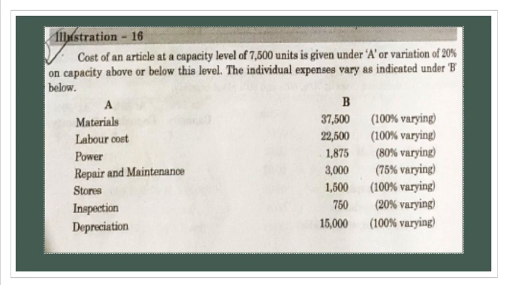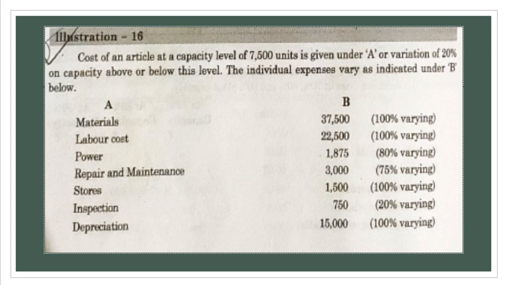So here there are A and B, where A is the expenses list and B is the amount of the expenses. Then in brackets they have given whether it is variable or what is the percentage of variable, and the remaining will be fixed. So when we look into materials, the cost is 37,500, and in brackets it is stated as 100% varying, which makes sense, as the full amount, that is 37,500, belongs to variable expenses. Then labor cost, 22,500, full 100% is varying.